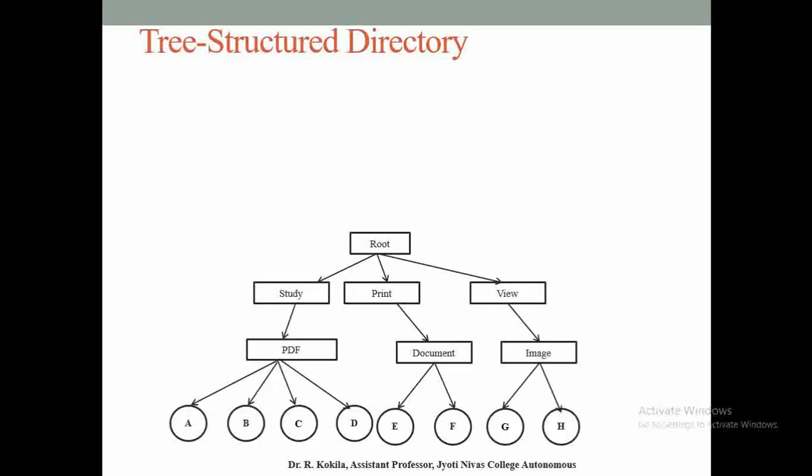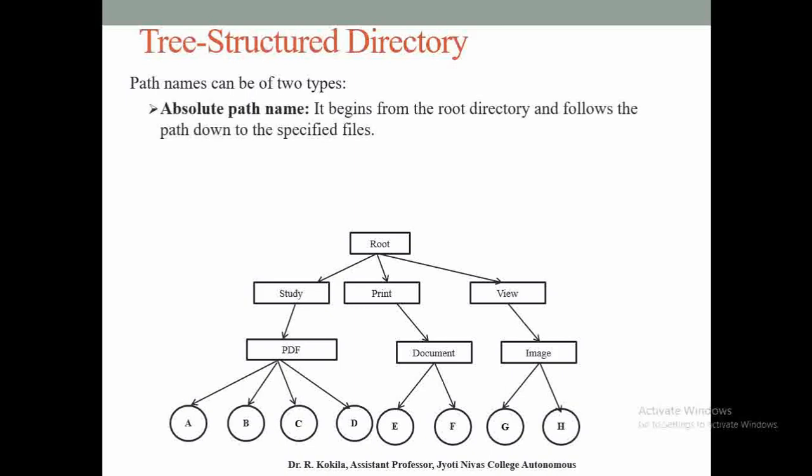Here, the path name is broadly classified into two types. One is the absolute path and the other is the relative path. Absolute path means it will start from the root directory, and then go up to your file. For example, if I want to specify the A file, how will I specify? Root, study, PDF, and under that only the A file. So what happened? I am starting from the root.